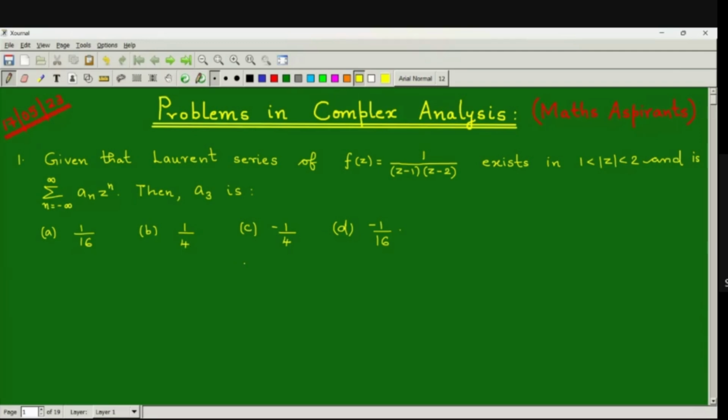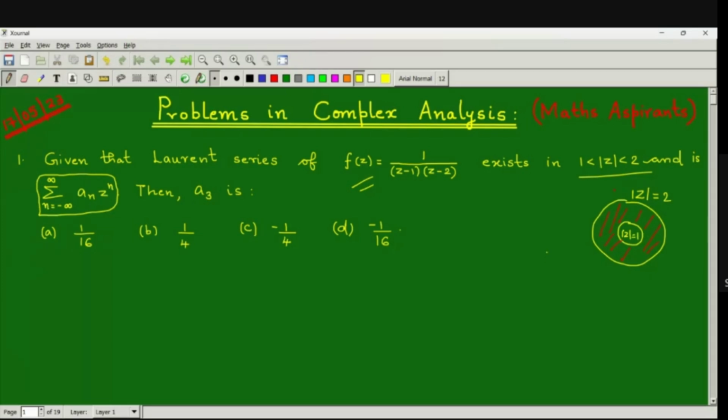Okay. So the first question is that we are given a Laurent series of an analytic function. And the Laurent series is of this form, as you all know, right? Now, where does this Laurent series exist? Of course, it exists in this annulus. What is this annulus? It is the region where mod z equal to 2 and mod z equal to 1 bound it.